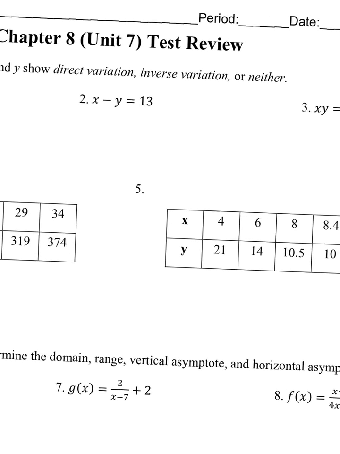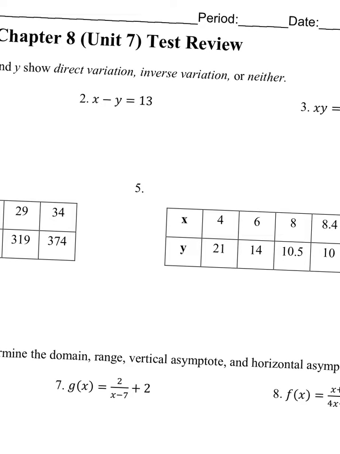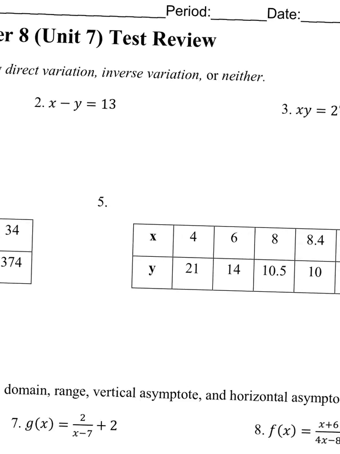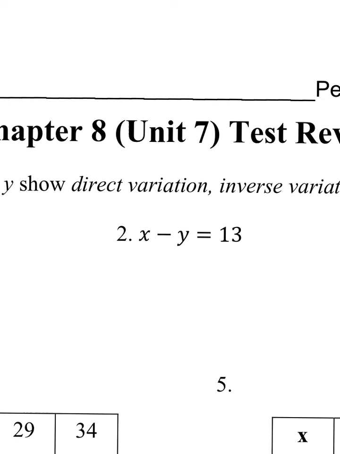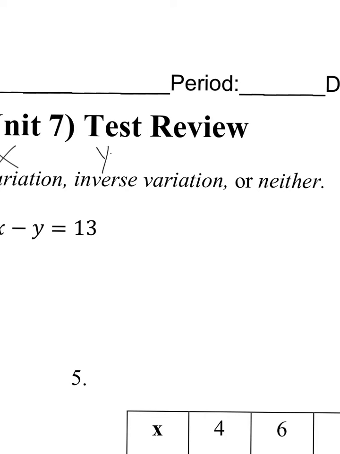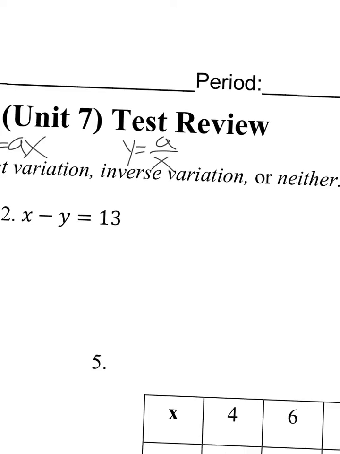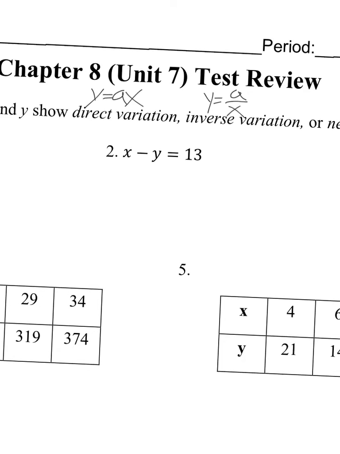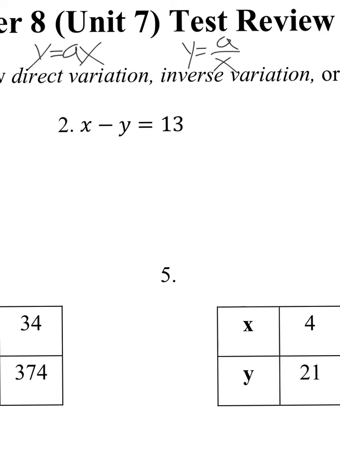You're going to classify each equation as direct variation, inverse variation, or neither. So remember, direct variation is y equals a times x, with a being your constant of variation. Inverse is y equals a divided by x, a still being that constant of variation. And neither just doesn't look like either one, okay? So looking at number 2, just make sure it's in y equals form.